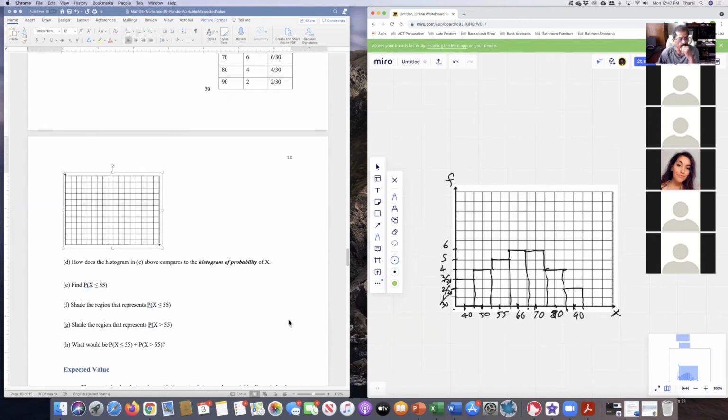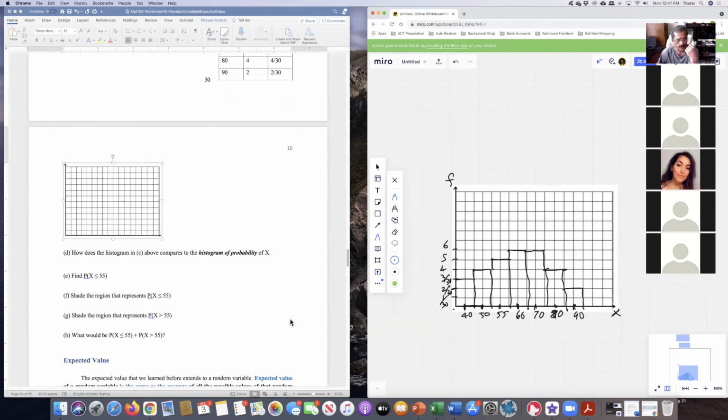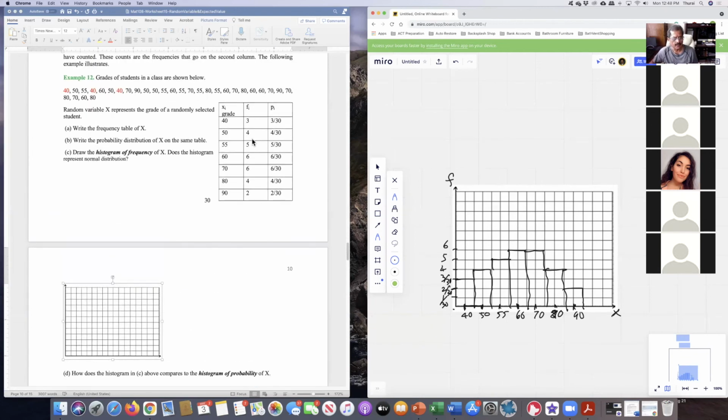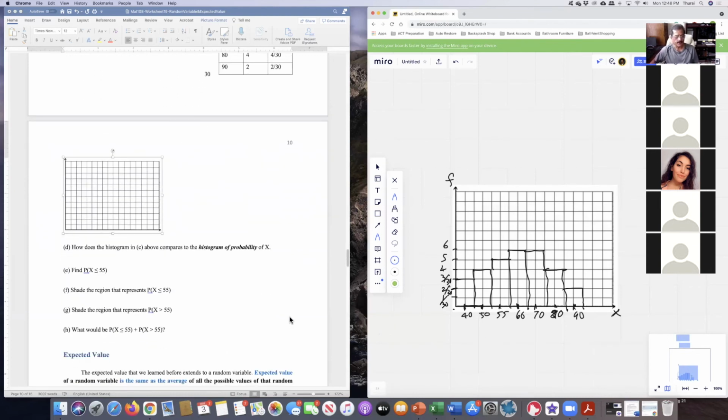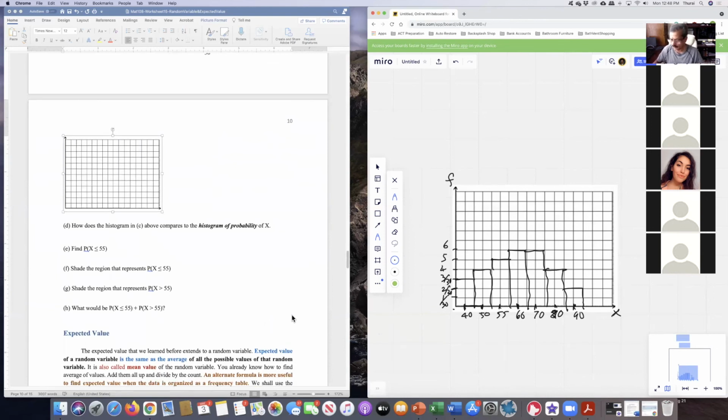Okay, find probability for x less than or equal to 55. Now, since we have the table here, we can easily find it by adding them. But if they give you just a histogram, can you answer that from the histogram? Let's see how to do that from the histogram, because that's what you'll be doing in the homework. Probability for 55 is equal to the height of this bar, which is 5. The frequency is 5, or probability is 5/30.